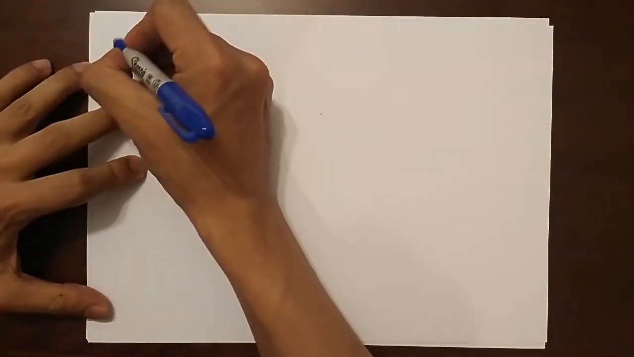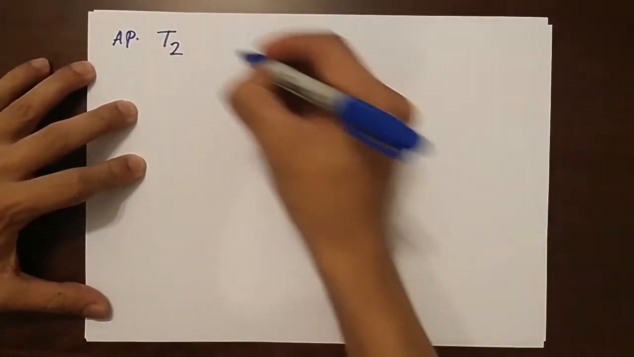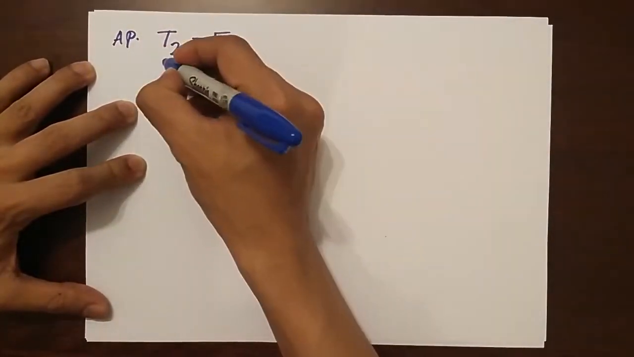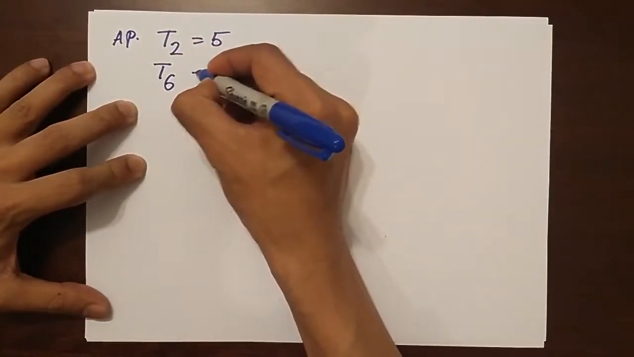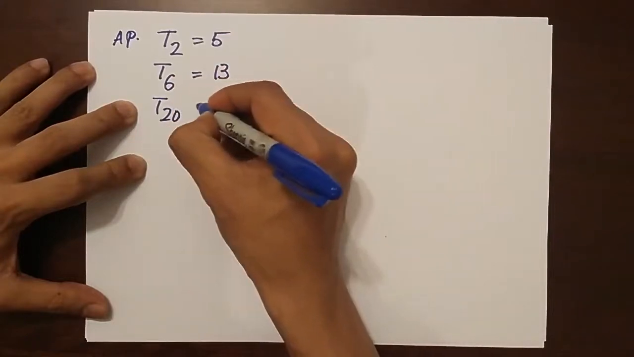Okay, now let's have a third problem here. We've got an arithmetic progression, given that the second term, T2, is 5, and the sixth term is 13. So the question is, what's the 20th term?